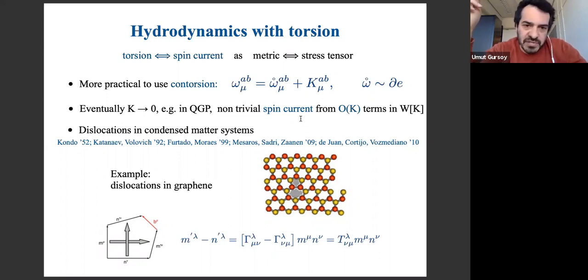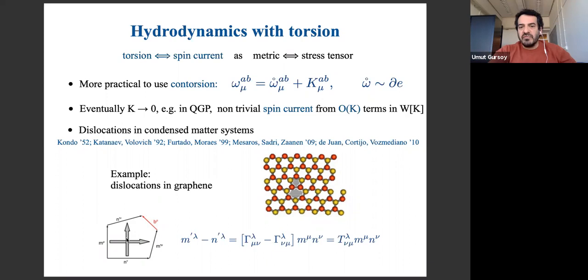So for example, dislocations in condensed matter systems, the dislocations in the atomic structure. Here, this example is from graphene. You can see there's some kind of distortion here. These dislocations can be defined precisely in terms of torsion, because essentially how you define the dislocation is exactly the same thing as taking two vectors. In this case, I'm just idealizing it by making it a square lattice instead of this hexagonal lattice.